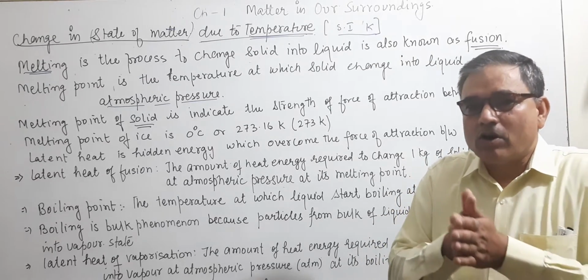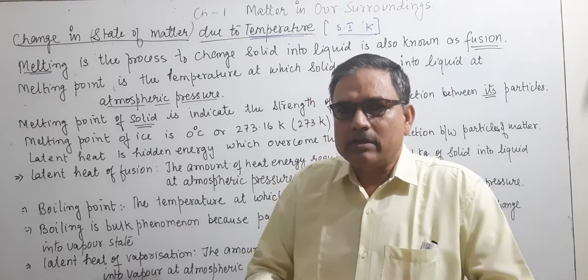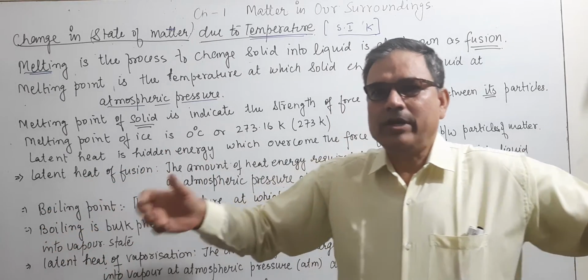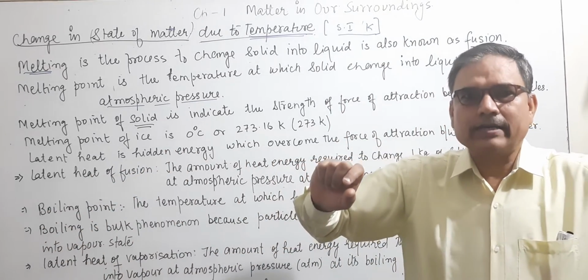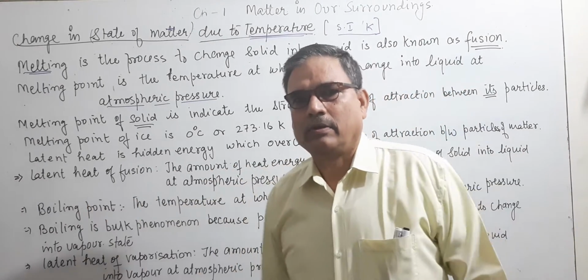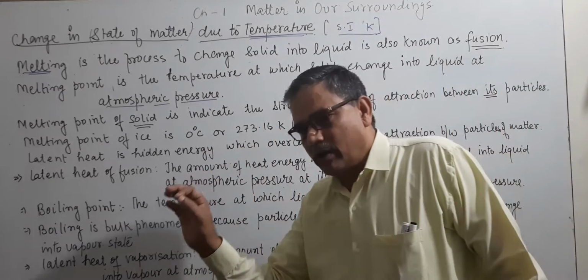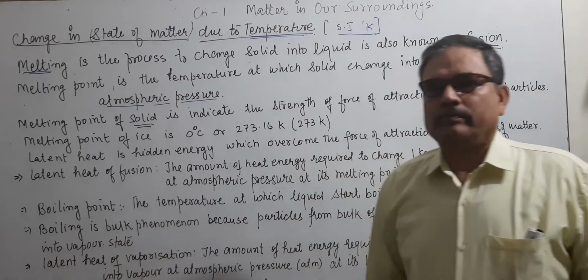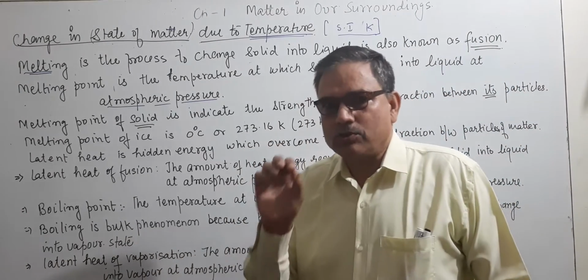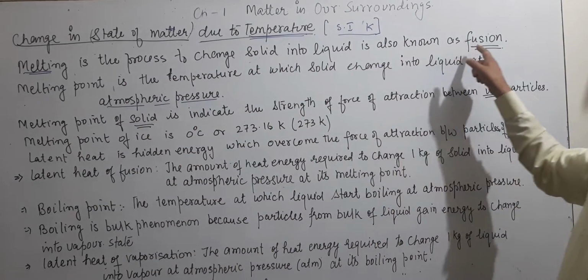Why? Because they collide with each other and their kinetic energy increases, and then they will be very far away from each other. It means the force of attraction between the particles is very, very less, and in this state the solid ice will convert into liquid, and the process to change solid into liquid is known as melting.